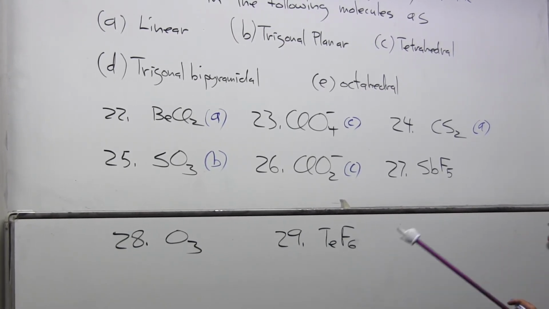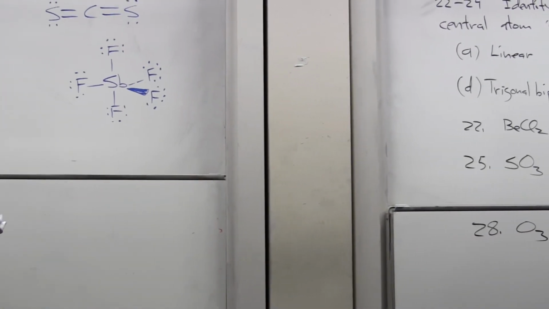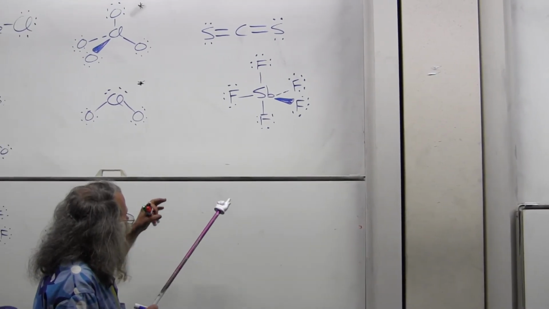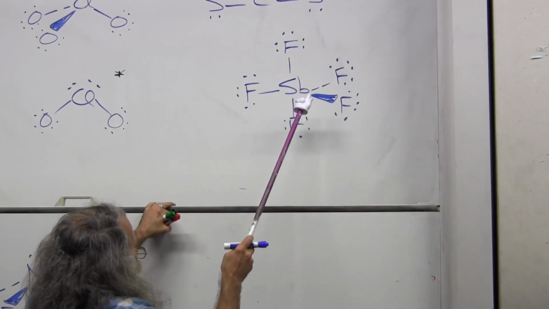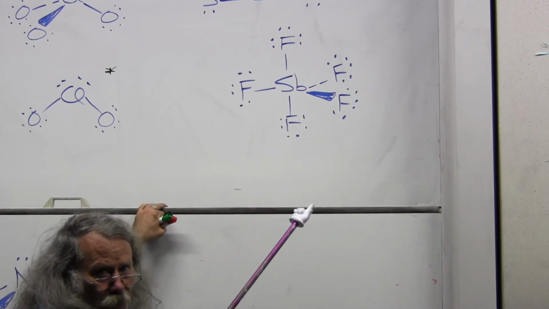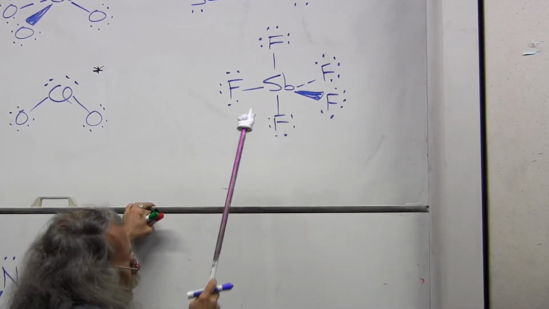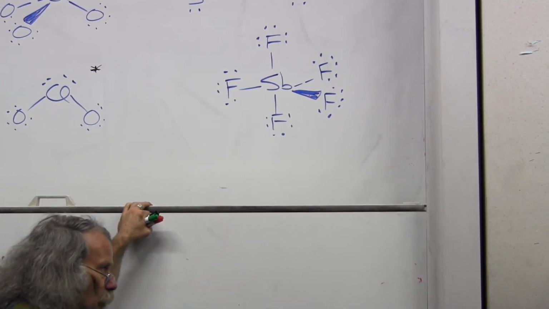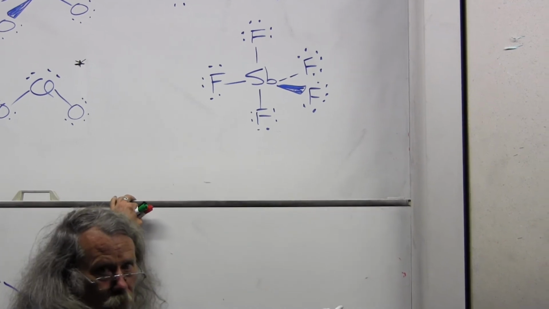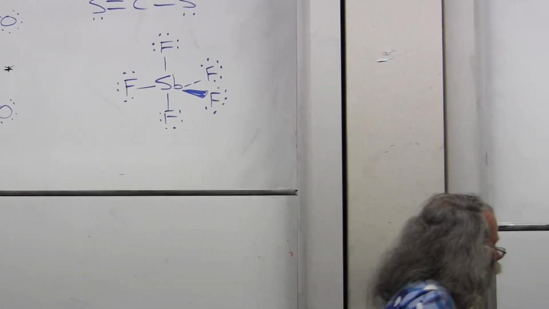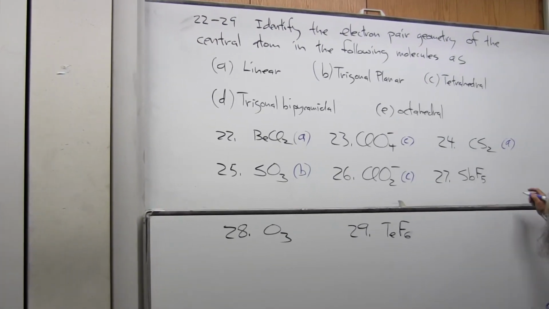Now, number 27 is the antimony pentafluoride, and I've drawn it up here. You can see that this has the central atom with 5 single bonds and no lone pairs on the central atom. So there's 5 E pairs associated with the central atom. 5 E pairs demands trigonal bipyramidal E pair geometry. And so we have trigonal bipyramidal, option D.